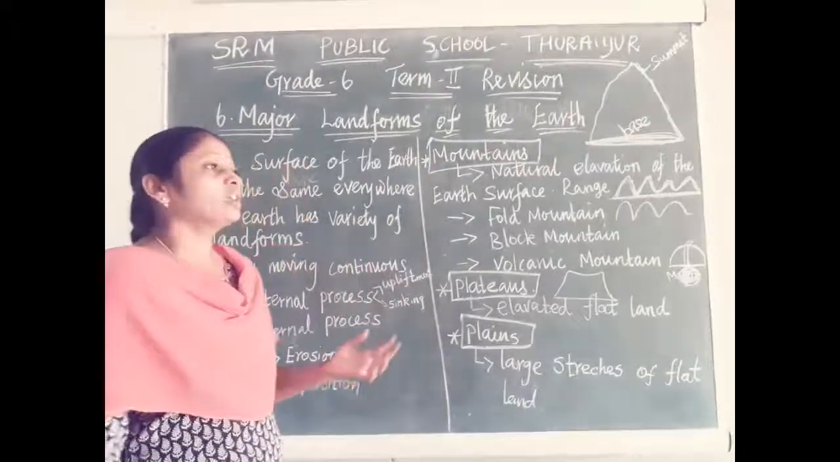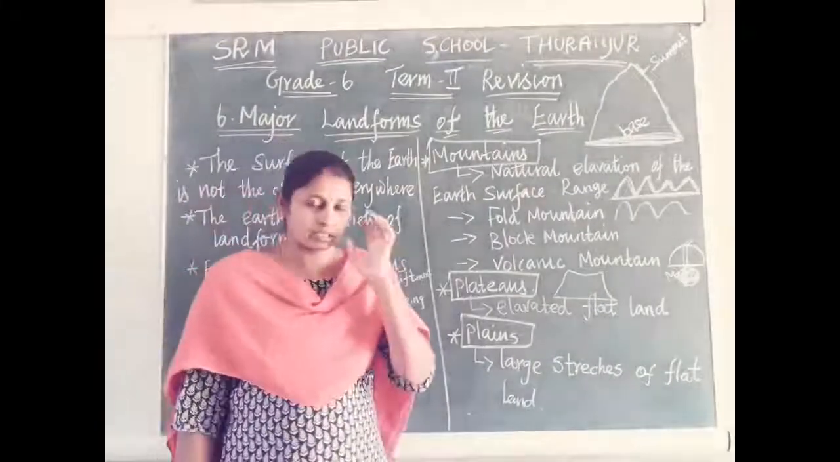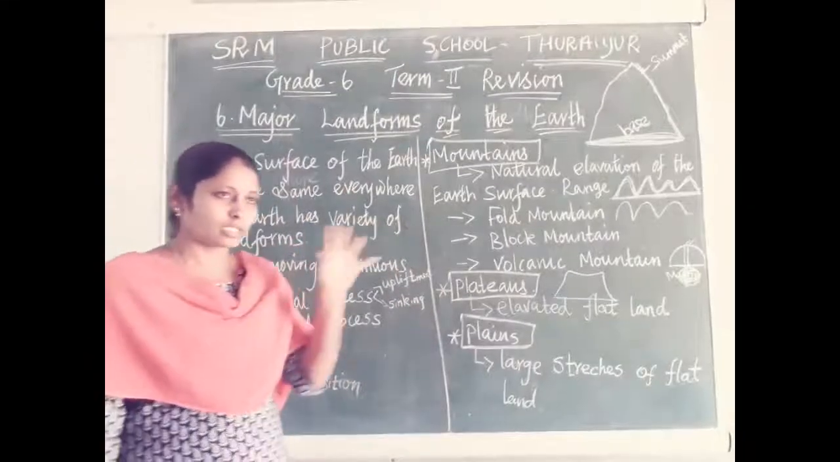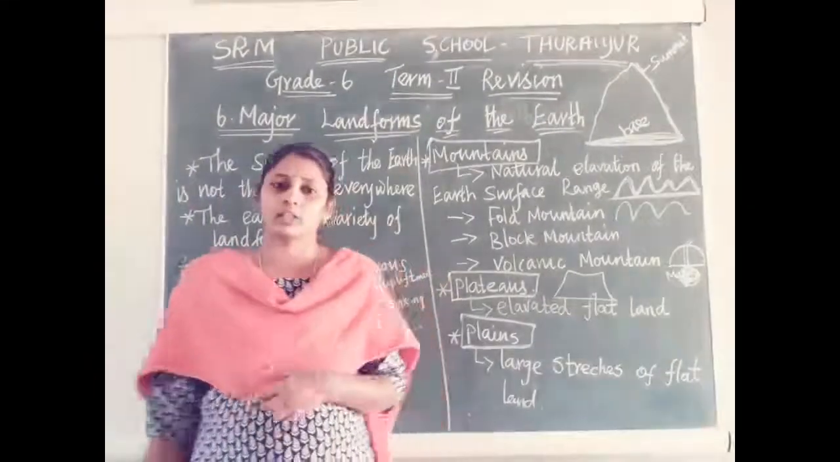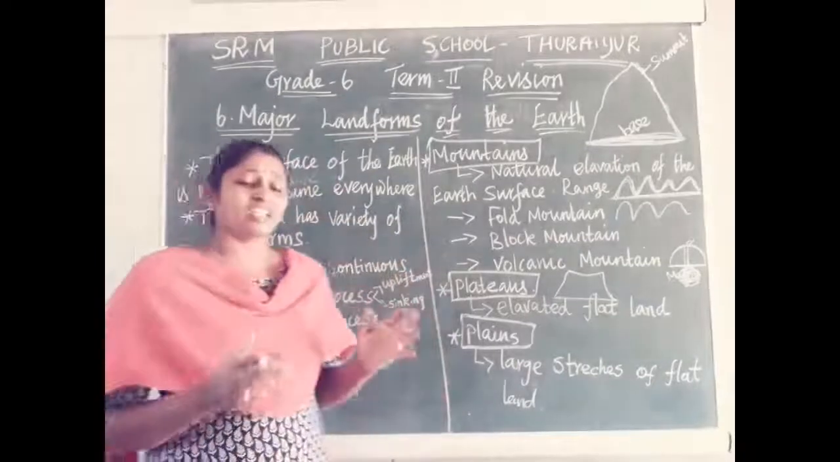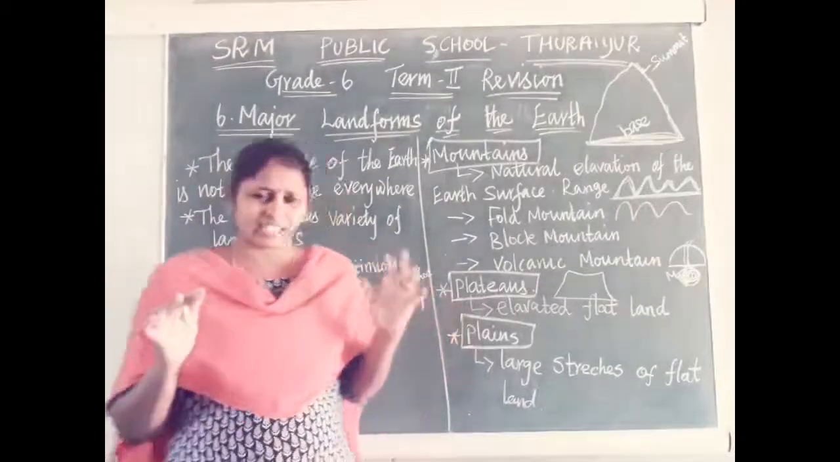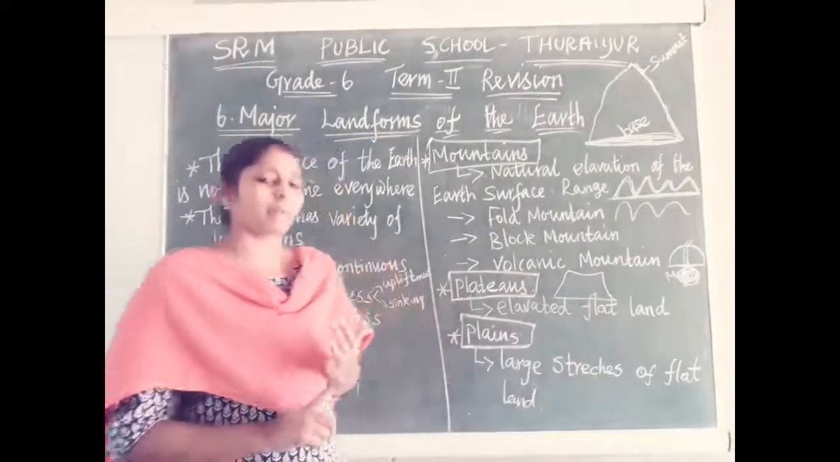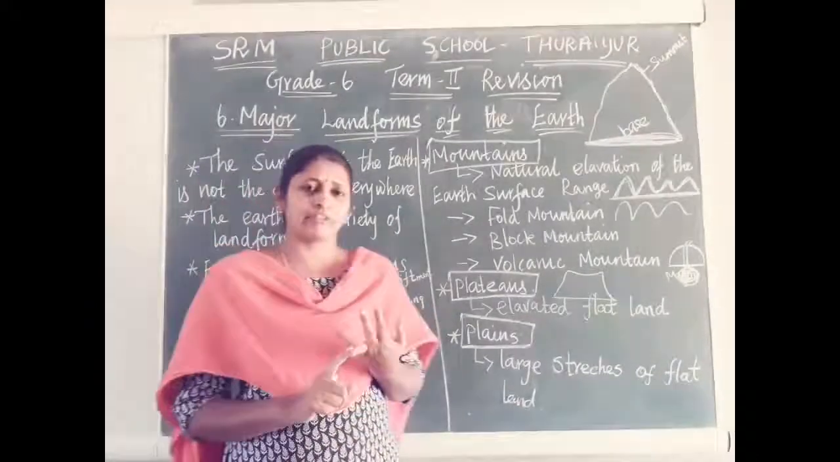Particularly in India, the northern plain. Northern plain means the states of Uttar Pradesh, Bihar, West Bengal. So this area is called the northern plain. This region is occupied by many people, very densely populated. Why? Because this region is a plain, first reason, and it is fertile land.